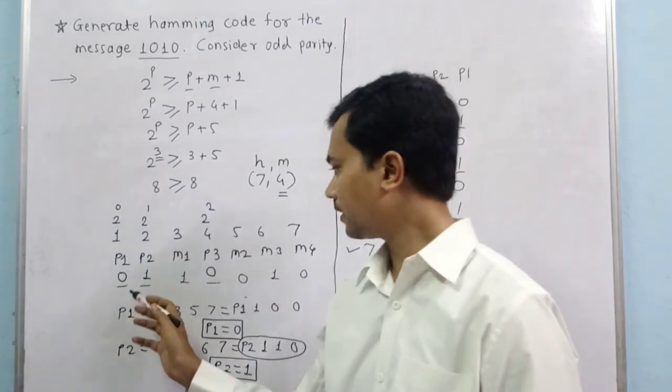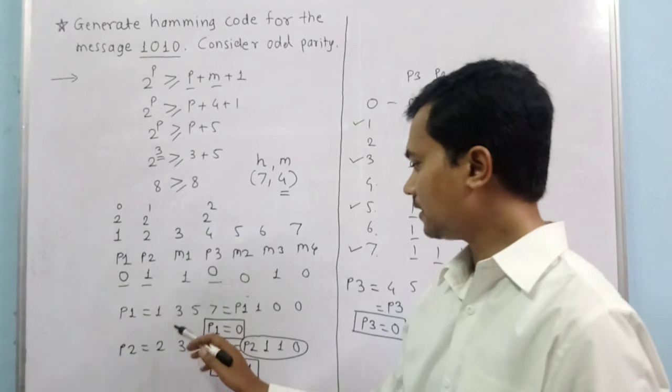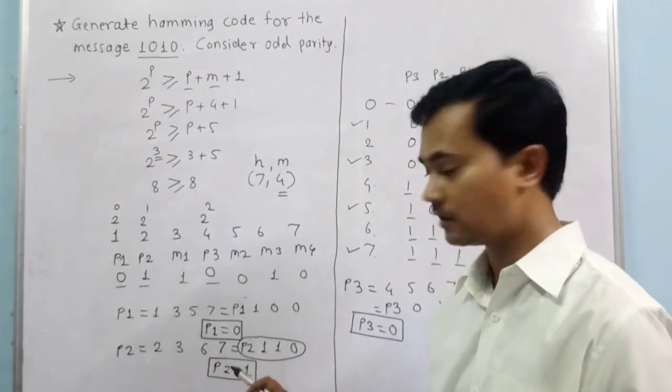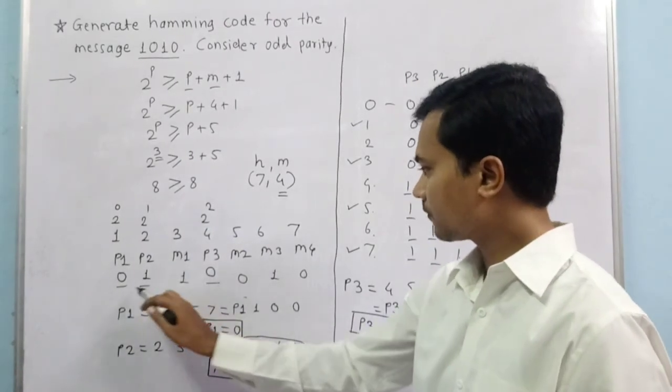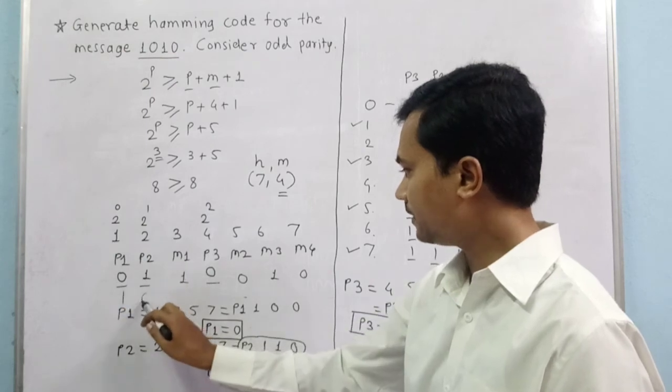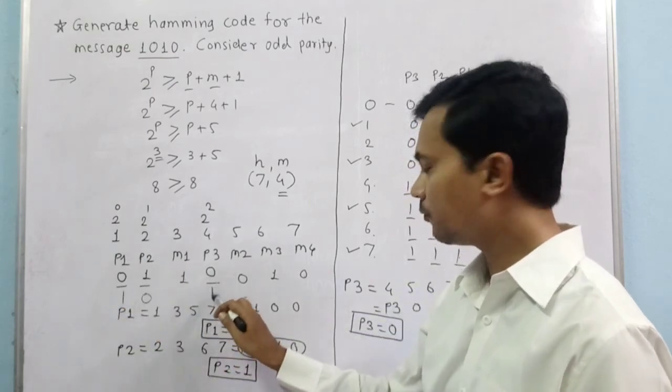Now if you want to convert it into even parity, just invert these bits. P1 must be 1, here should be 0 and here should be 1 to make it even parity.